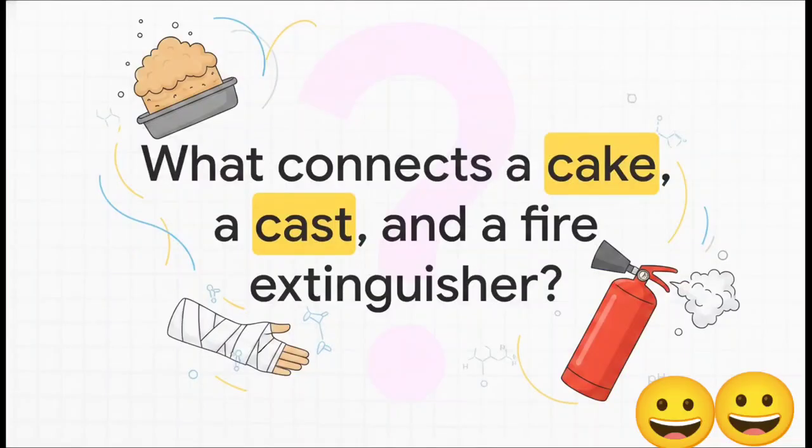everywhere. So right off the bat, I've got a bit of a riddle for you. What do a fluffy cake baking in your oven, the hard cast on a broken arm, and a bright red fire extinguisher all have in common? I know, it sounds kind of random, right? But the secret actually lies in a brilliantly balanced recipe book of chemistry. It all comes down to how acids, bases, and salts interact with each other.